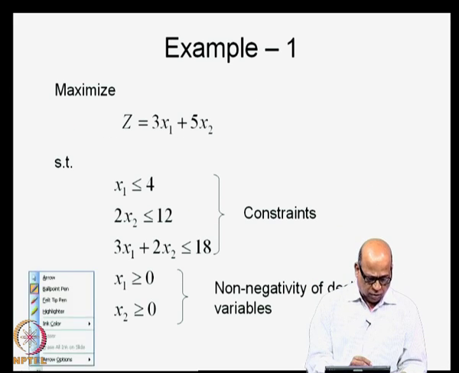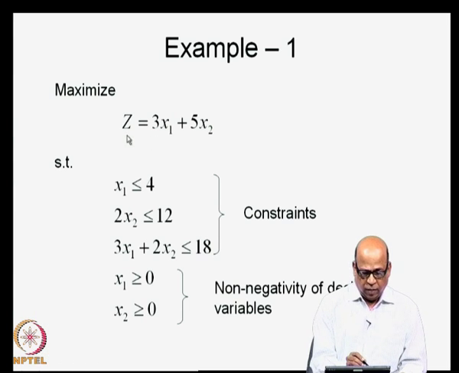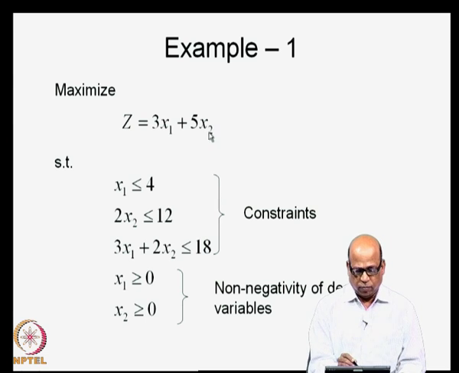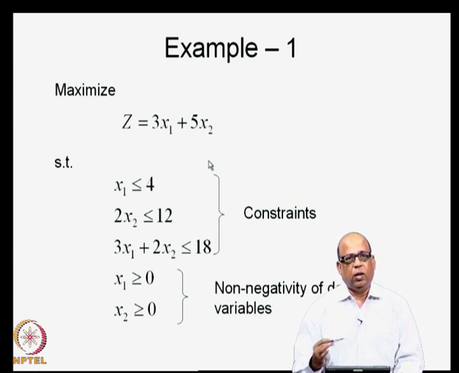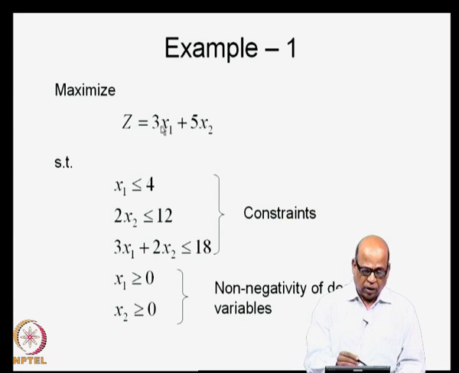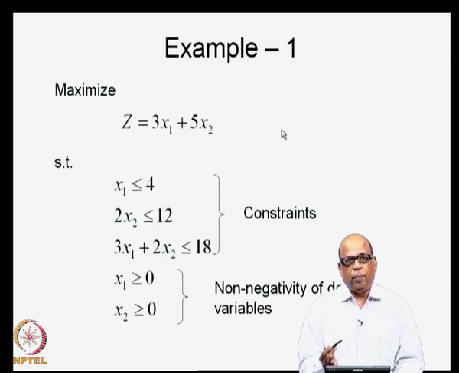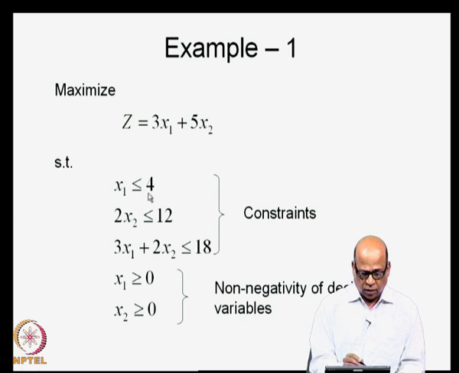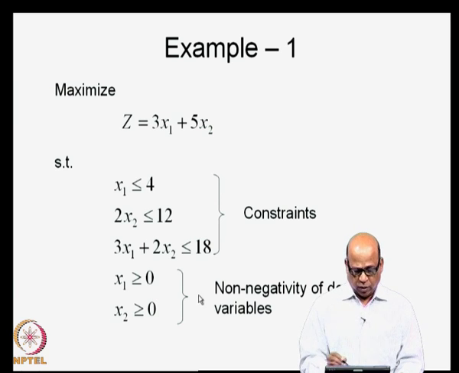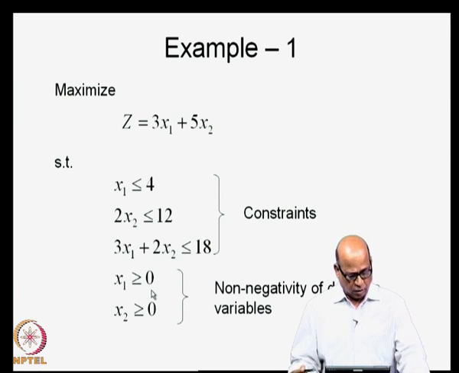So, we were talking about this example where the objective function is of maximization type: maximize z is equal to 3 x 1 plus 5 x 2. Recall that this is the same problem that we solved in the graphical method. We will solve it through the simplex method and compare the solution with what we obtained in the graphical method. The constraints are x 1 less than or equal to 4, 2 x 2 less than or equal to 12, 3 x 1 plus 2 x 2 less than or equal to 18. Then we have the non-negativity of decision variables, x 1 greater than or equal to 0, and x 2 greater than or equal to 0.